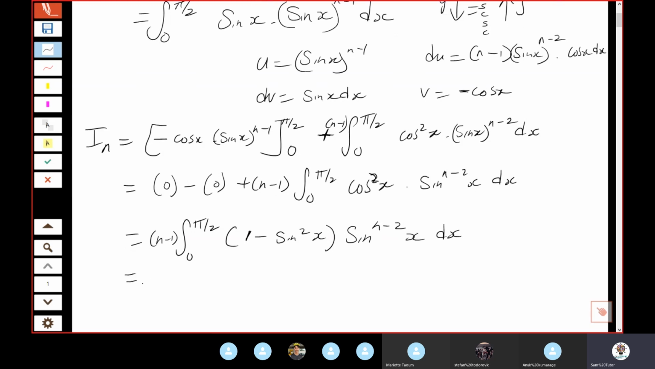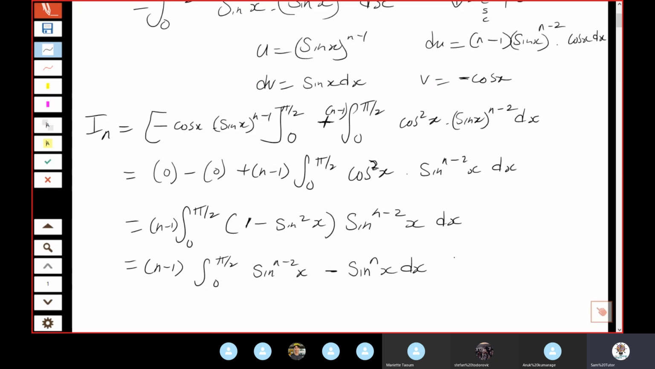Okay, next line. N minus 1, integral 0 to pi on 2 of 1 times this, minus, what's sine squared x times sine n minus 2 x? If the bases are the same, what can I do with the powers? N minus 2 plus 2, n x dx. Okay, I'll just pause there.